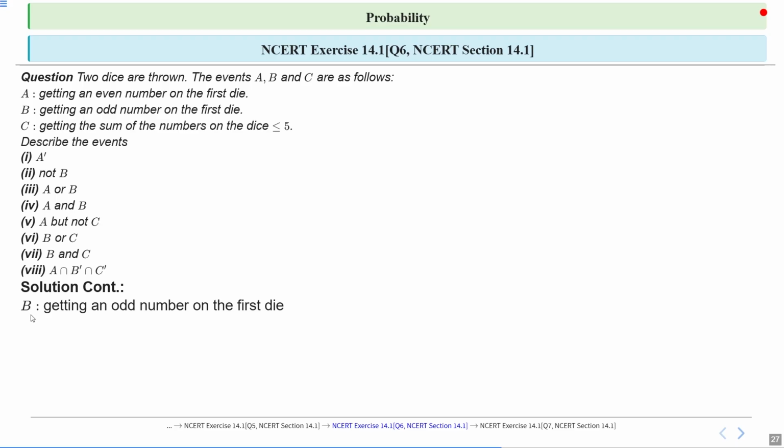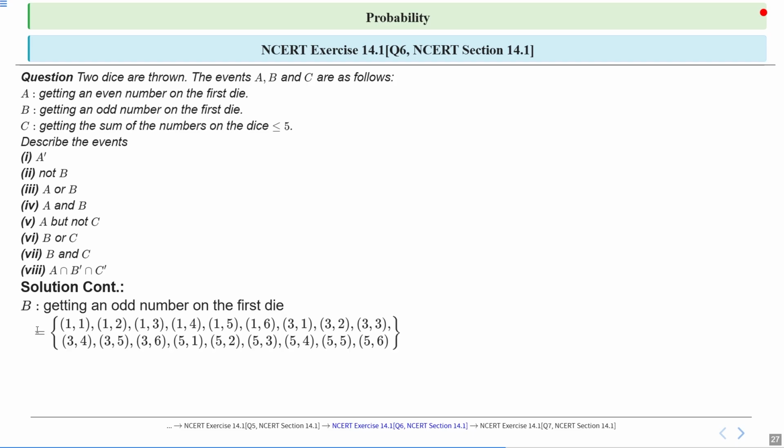Now, event B is as follows, getting an odd number on the first die. So event B contains the ordered pairs (1,1), (1,2), (1,3), (1,4), (1,5), (1,6), and (3,1) through (3,6), and (5,1) through (5,6). So all those ordered pairs will construct event B. You can easily write this.